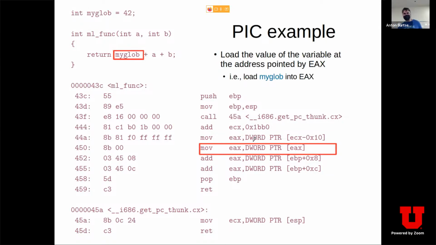So here we are loading the value of the variable at the address pointed to by EAX, and this is the load of myGlobal, loaded back in the EAX register, right? And fine, so that's what you did. So essentially, that's myGlobal, and now you add A and B. A and B are allocated on the stack because they are passed as arguments, right? So you add A and B, maintain the stack frame, pop EBP, and then return from this function, right? So that's a real example.